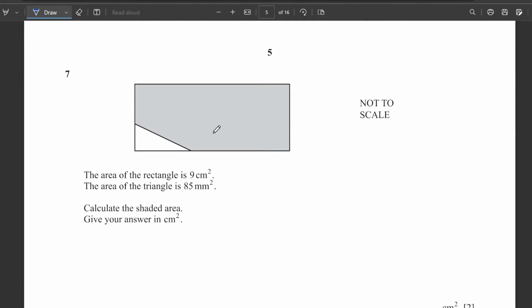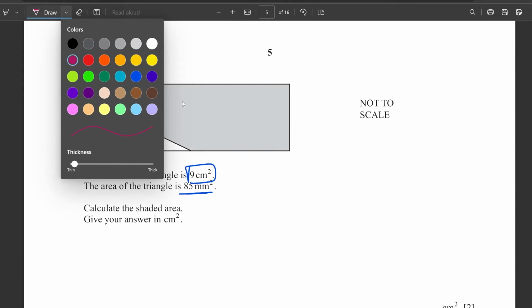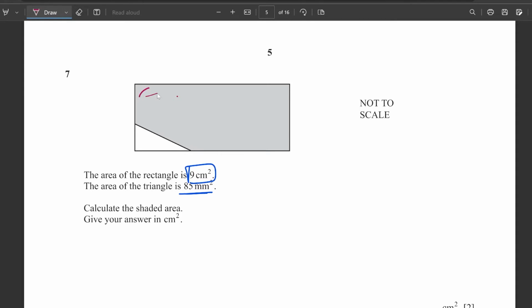Question number 7. The area of the rectangle is 9 centimeters squared. Area of triangle is 8 millimeters squared. Calculate the shaded area. So this is the area that they want you to find. Just look at this. This is what they want you to find. And this is what you have to subtract.